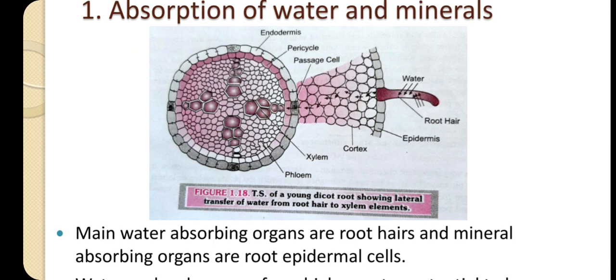And you know that in these parallel areas the concentration of water is also less, so that's why it keeps on passing through the process of diffusion layer by layer. So from the epidermis it goes to the cortex, cortex to the endodermis, then to the pericycle, and then to the xylem and the phloem tissue, to the xylem tissue.